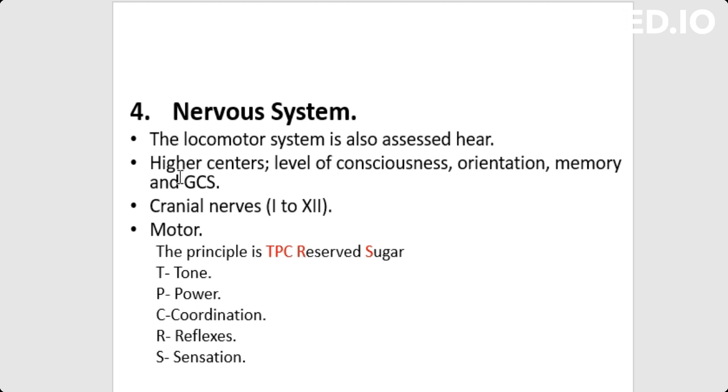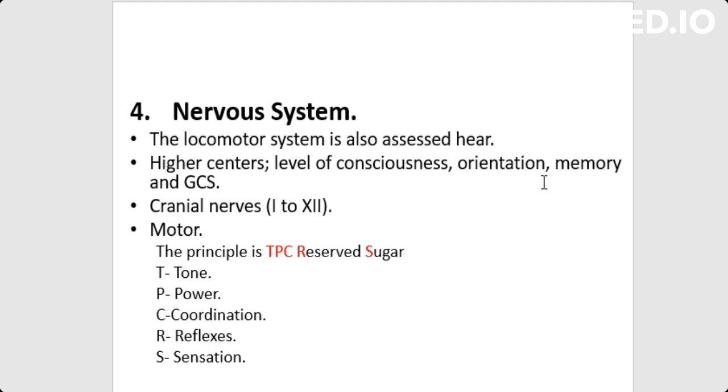So in the nervous system, we start with higher centers, starting with the level of consciousness. Is the patient conscious or unconscious? Is the patient alert or not alert? Things like that. And from there, you move to orientation.